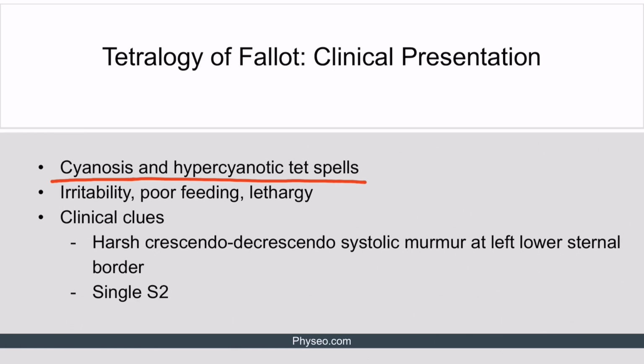Tetralogy of Fallot, or TOF, can also lead to heart failure where babies present with irritability, poor feeding, and lethargy. Clinical clues are very important for the diagnosis and can be auscultated. Typical harsh crescendo-decrescendo systolic murmur at left lower sternal border is heard. Single S2 can also be evident.